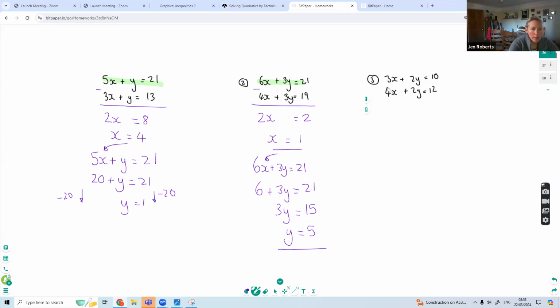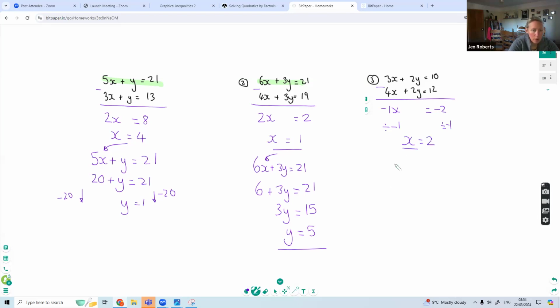Okay, this one here. It's a bit more tricky, this one. Let's see how you got on with this. So 3x take away 4x is minus 1x. You might just have minus x, which is fine. 2y take away 2y, nothing. 10 take away 12 is minus 2. So we're dividing both sides by minus 1 here, aren't we? If you divide both sides by minus 1, minus 1 divided by minus 1 is 1x. Minus 2 divided by minus 1 is 2.